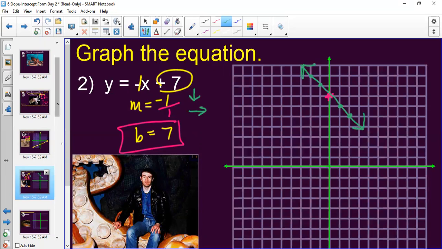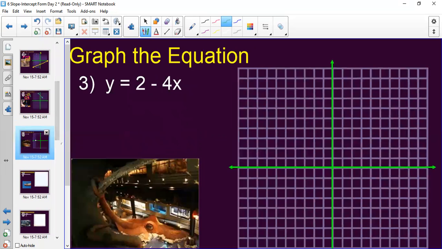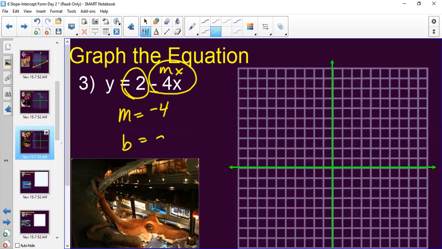All right, go ahead and pause now and see if you can do this last one from yesterday, and be careful, it's a little tricky. All right, this is what you should have gotten. Our slope is not 2, because remember, it's always mx, and m is our slope. So our slope this time is not 4 either, it's -4. And our y-intercept was the +2, so that one was a little tricky.